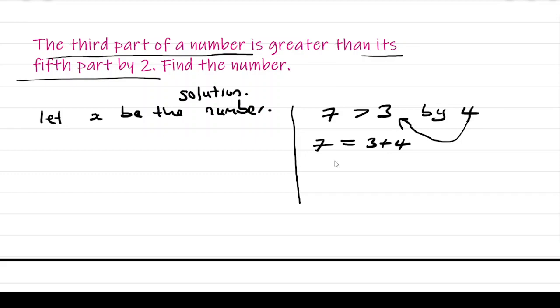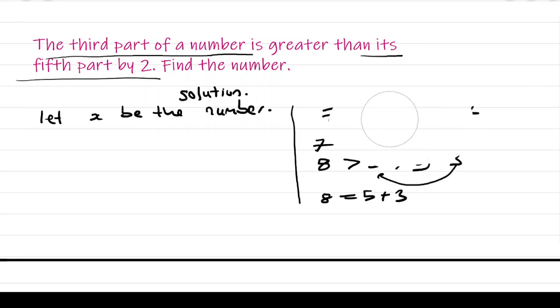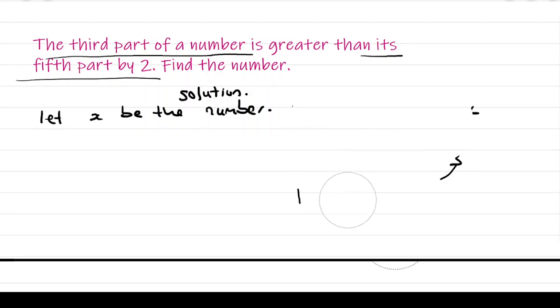Now let's ask ourselves again, is 8 more than 5? The answer is yes. By how much? By 3. Therefore, if we add 3 to 5, 8 should be equal to 5 plus 3. So this is the understanding we need to approach this problem, and we're going to be making use of it in the solution. I will highlight the parts where we used it. So let's see the solution.